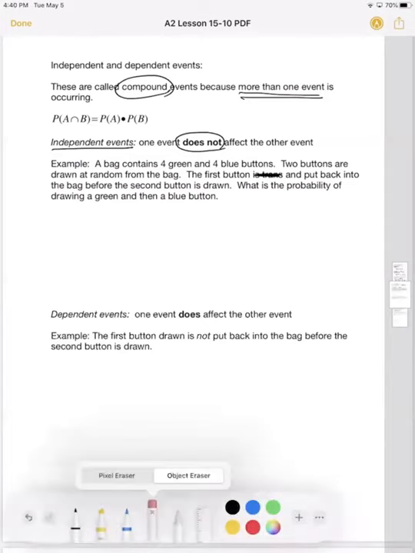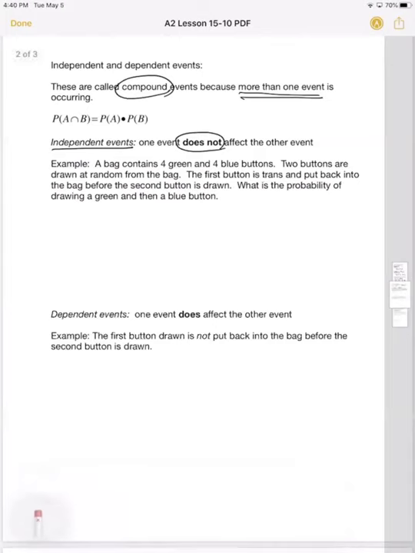Okay. The first button should say is drawn. All right, what did I just do? Boom. The first button is drawn. And I have, okay, is drawn. The first button is drawn and put back in the bag, and then the second button is drawn.